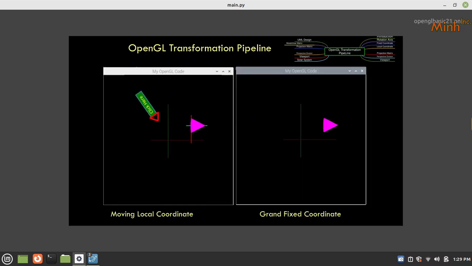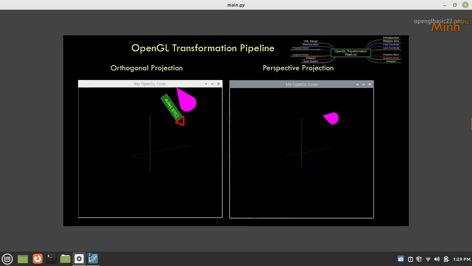Okay, so first we'll see the local coordinate. So local coordinate final movement is here, and grand fixed coordinate final movement is also here. So grand fixed coordinate is here, and in moving local coordinate it is here. The final end-up result is the same, that we'll see. So we are talking about everything in perspective.